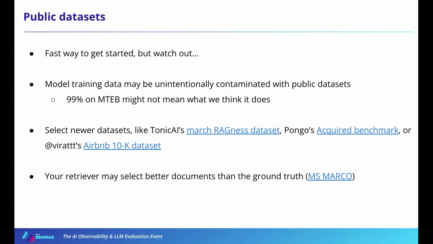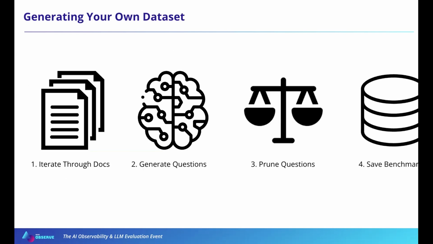So I definitely recommend using some newer data sets. March Ragnus from Tonic AI was really good. We have our acquired benchmark, which we've certified as a clean benchmark. We manually scraped all that data. And the Airbnb 10K data set is really good for financial tasks. There are some data sets like MS Marco where we actually noticed they're so old, they were generated by GPT-3. Your retriever actually will do a better job than what the data set counts as the right answer. So definitely be careful to avoid those.